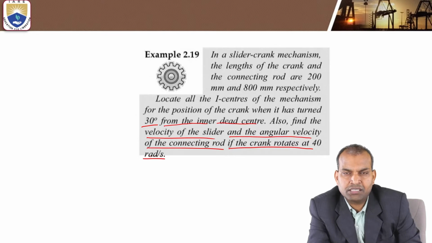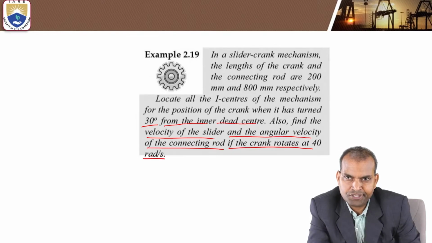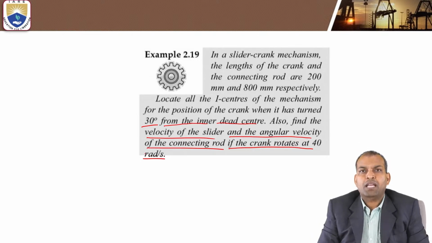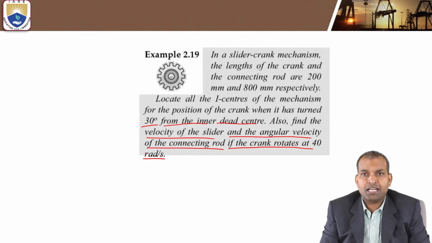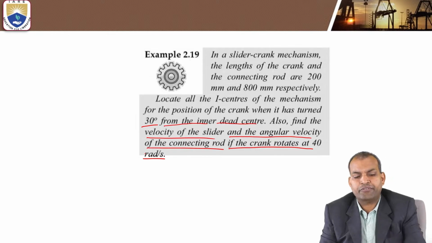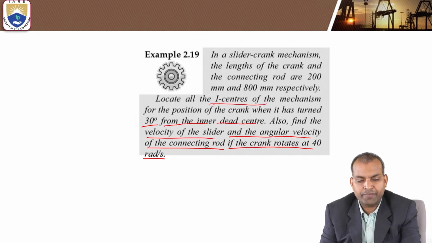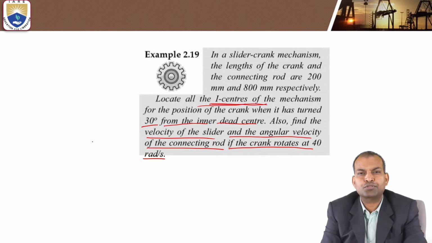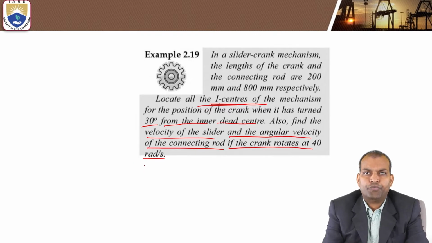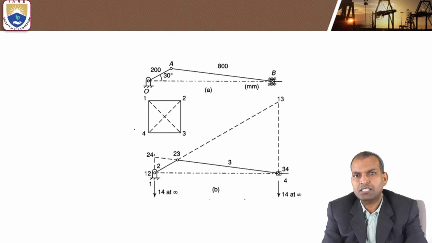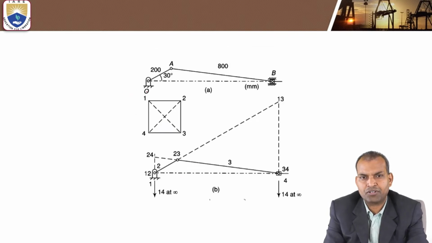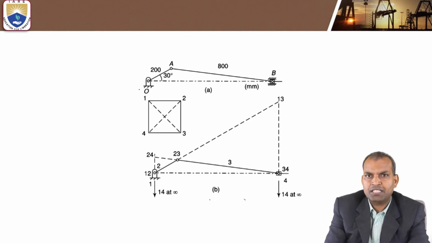They mention here which method you have to use, I center method or relative velocity method. Here it is already mentioned: the word is "I centers of the mechanism". That means we have to use the I center method. Now, this is the data. Based on the data we have drawn the diagram, that is the configuration diagram.